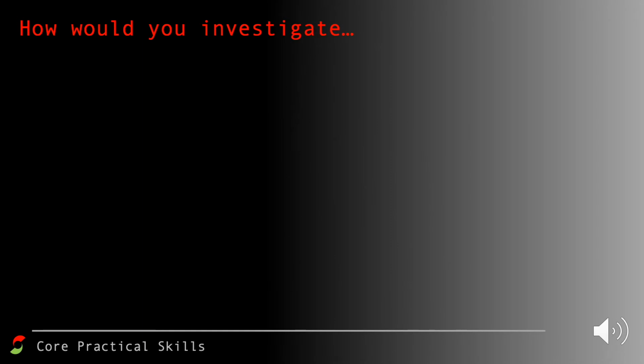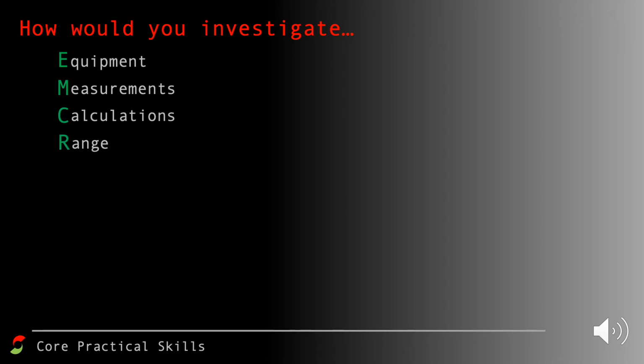So with these practical questions, we get some questions that go along the lines of how would you investigate. So think about this: how would you investigate the IV characteristics of a resistor? And the key thing is that you need to mention equipment or draw a diagram of the equipment. You need to do some measurements, possibly some calculations. You might need to mention the range or consider the range.